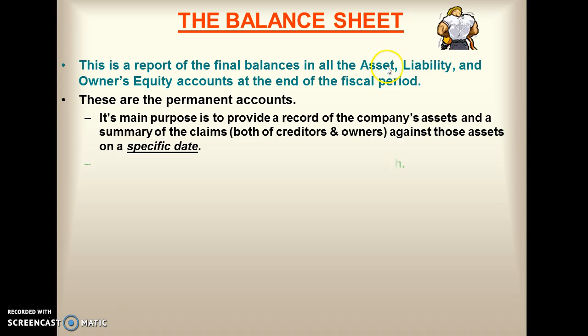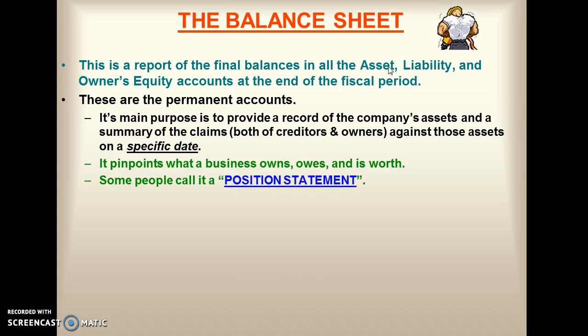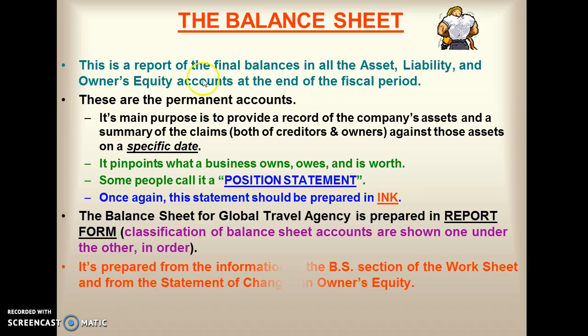This is just going to show basically the accounting equation, our assets, our liabilities, and our owner equity accounts at the end of the period. These are all our permanent accounts. So it's going to show our record of our assets and our claims, both the creditors and the owners, against those assets for that specific date. And that's the key, for that specific date. All right? It's also called a position statement.